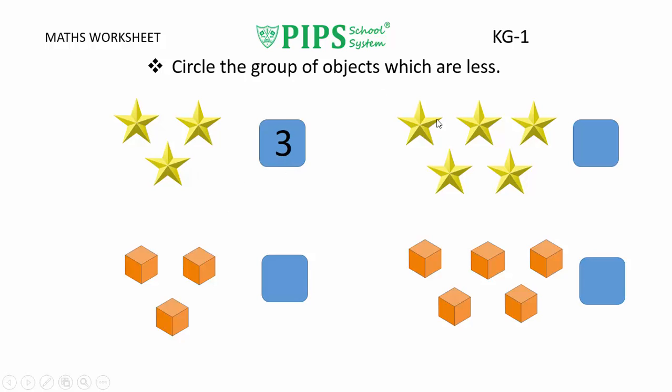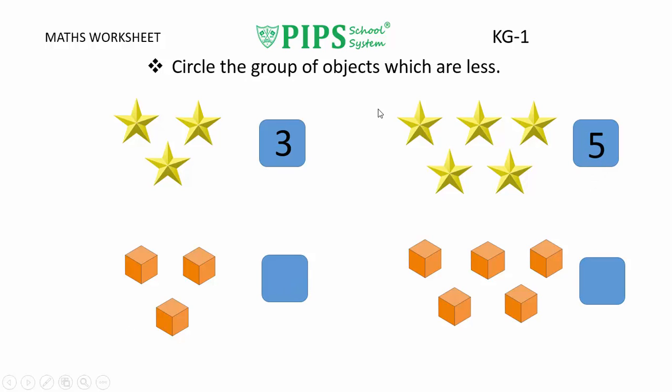Let's count how many objects are in the second group. 1, 2, 3, 4 and 5. How many objects are there? There are 5 objects in the second group.